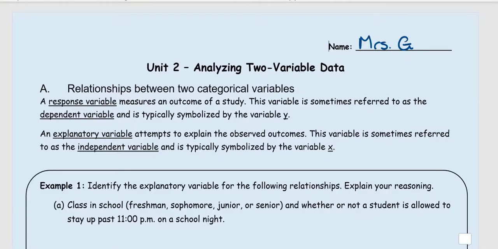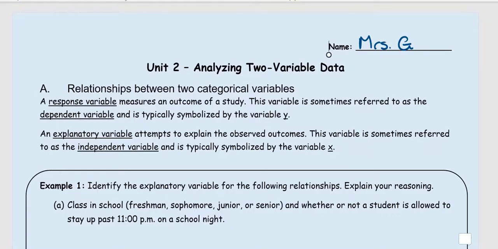Hello, everybody. Today we're actually going to start Unit 2 on analyzing two variable data, not to be confused with Unit 1, where we were just talking about one variable data. So today we're actually going to cover two topics. The first one's going to be relationships between two categorical variables. There's a couple different definitions that we have to remember, and I'm sure you've heard a couple of these before.